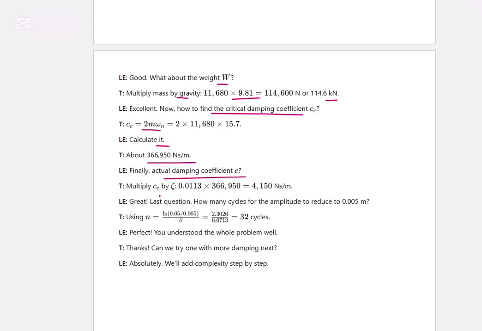Finally, the actual damping we can find by multiplying by rho: C_c multiplied by rho. This is the actual damping. So how many cycles for the amplitude to reduce to 0.005? Using n equal to the natural logarithm of 0.05 over 0.005, divided by delta. That's 32 cycles.